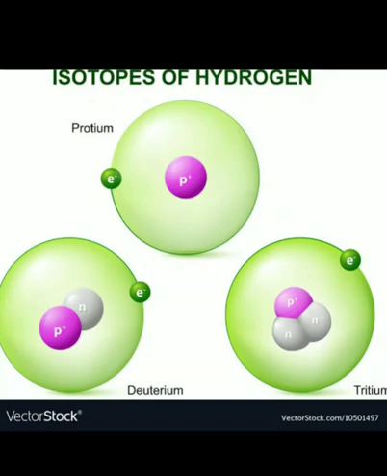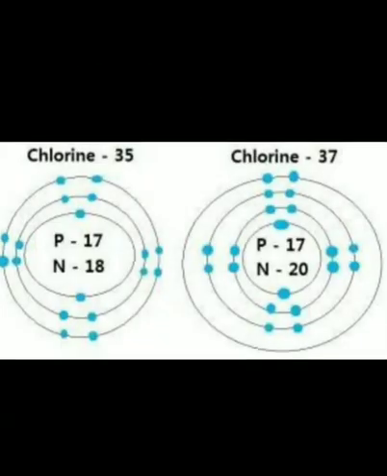Let's see another example of isotopes, chlorine. Chlorine also has two isotopes having the same atomic number. The atomic number of chlorine is 17, but they have different mass numbers, 35 and 37. When the mass number is 35, the number of protons is 17 and neutrons 18. And when the mass number is 37, the number of protons is 17 and the number of neutrons is 20. So what are isotopes? Isotopes are elements having the same atomic number but different mass number.